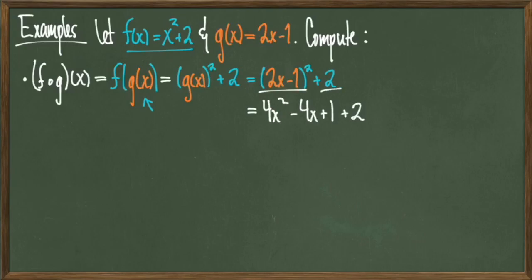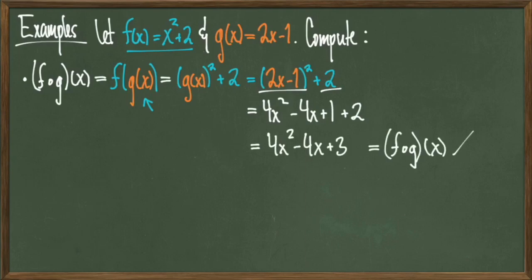And now, all that's left to do is simplify. So I'll FOIL the expression out and get 4x squared minus 4x plus 1 plus 2, which then simplifies to 4x squared minus 4x plus 3, which is by definition f composed with g of x, and we're done.